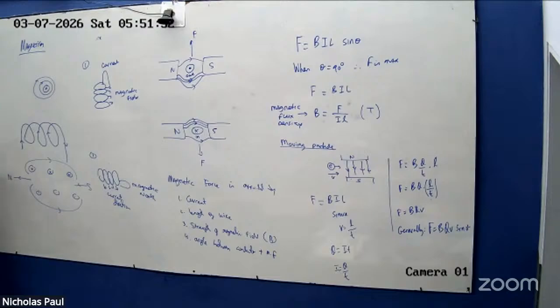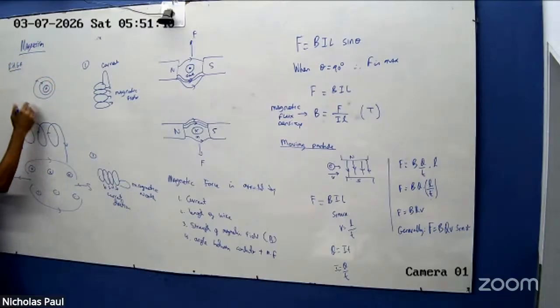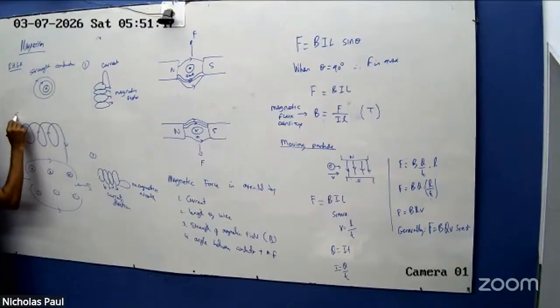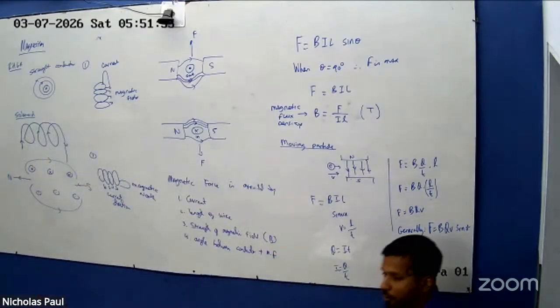Right? So take this down now. Remember, this is the right hand grip rule. Method 1, method 2. Straight conductor here. Solenoid. Copy down fast.